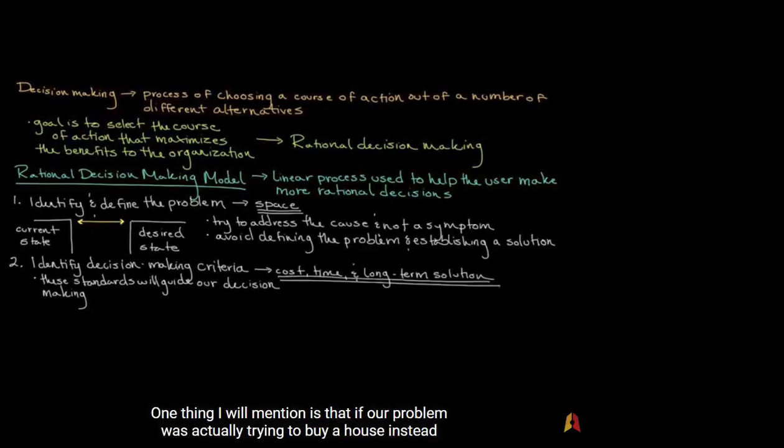One thing I will mention is that if our problem was actually trying to buy a house instead of solving a space issue, we would establish criteria a little differently. We'd likely focus on things like quality of schools, distance to activities, crime per capita, and some other factors.